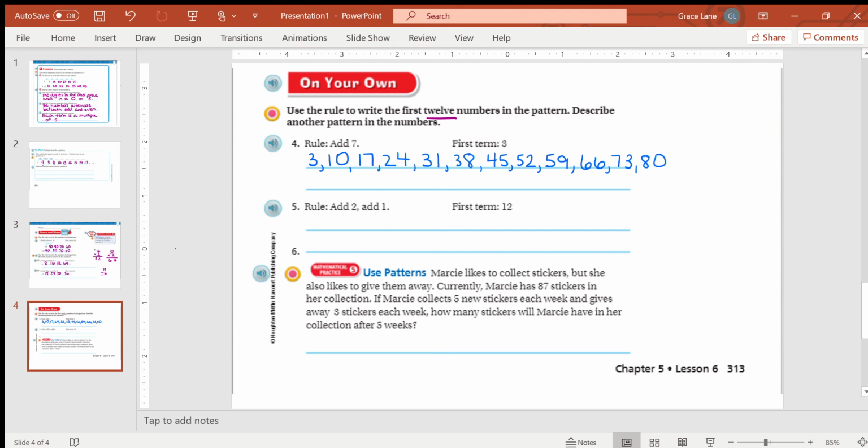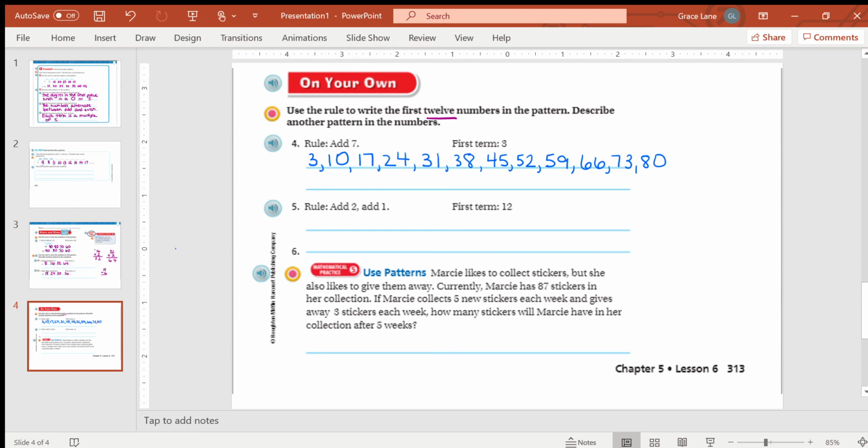I think the hardest part of making the patterns or making the list of numbers is not getting off by one number, because if you're off by one number, your whole list will be off. So I would double check before you say that's your final answer.